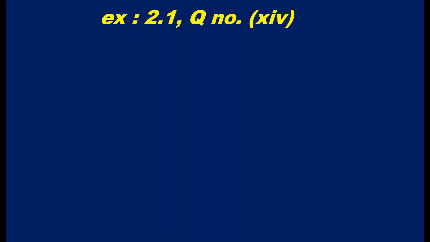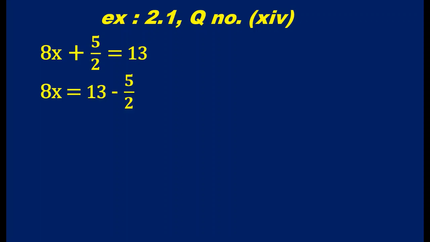Come and join me in solving one more problem. The last one, okay? We have 8x plus 5 by 2 is equal to 13. Let's keep this 8x on the LHS and send 5 by 2 to the RHS. Plus 5 by 2 became minus 5 by 2 when it is transferred to the other side. We can write 13 as 13 by 1 and proceed to simplify on the right hand side.